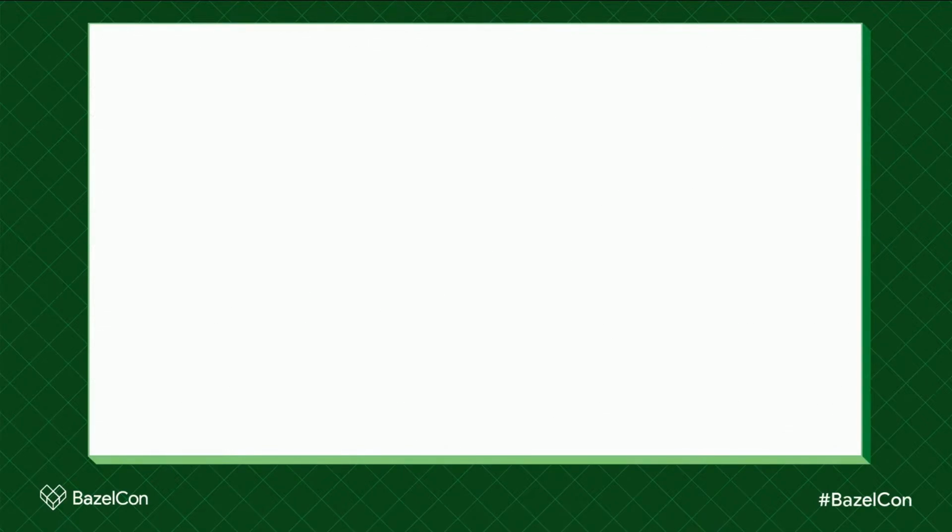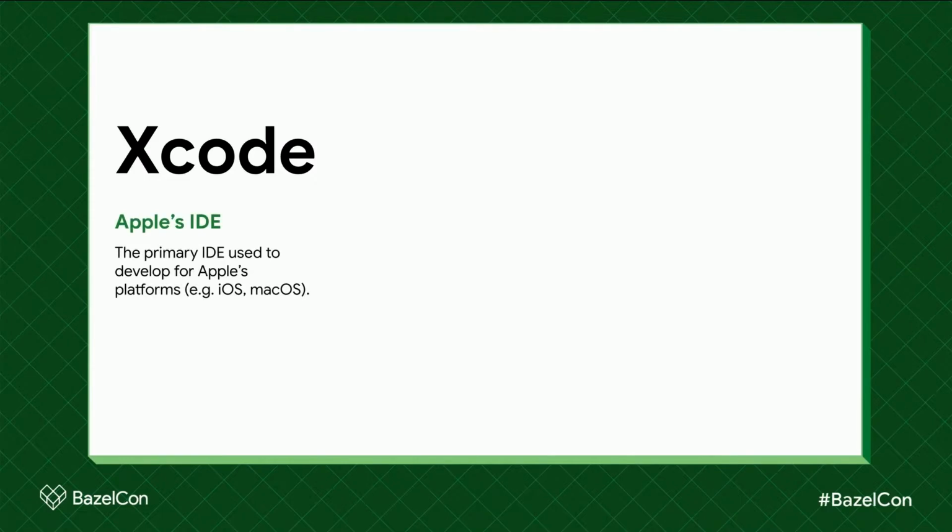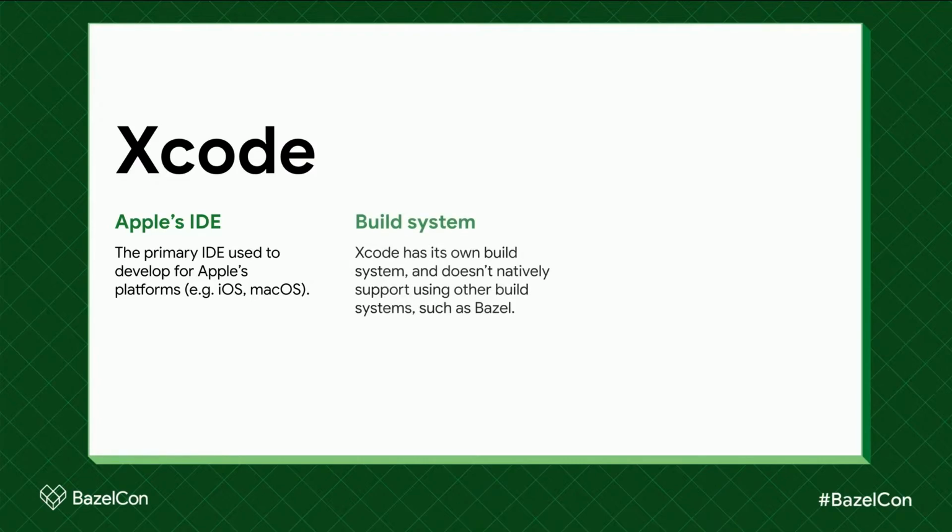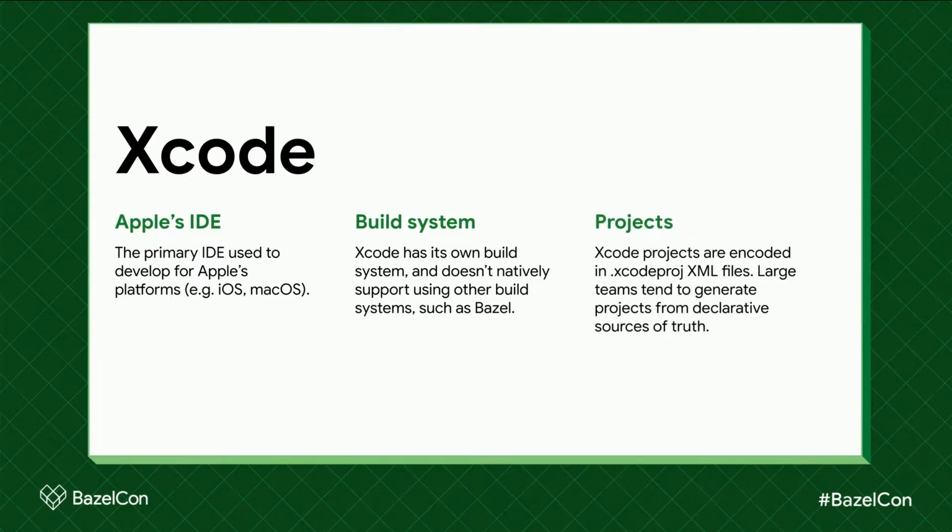To understand what Rules Xcode Proj is and why it was created, I have to make sure you know what Xcode is and how it works. Xcode is Apple's IDE. It's the primary IDE used to develop for their platforms such as iOS and macOS. Most Apple platform developers prefer or are required to use Xcode. Xcode has its own build system, commonly referred to as Xcode build, and it doesn't natively support using other build systems such as Bazel. And finally, Xcode uses an Xcode Proj file to describe a project.